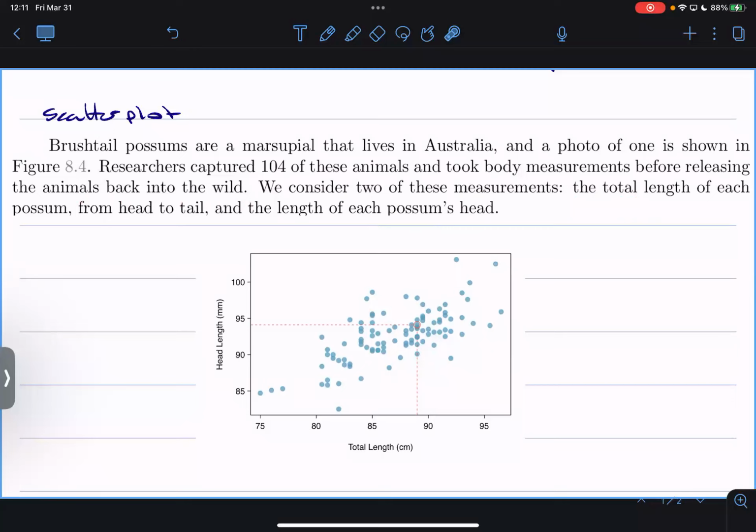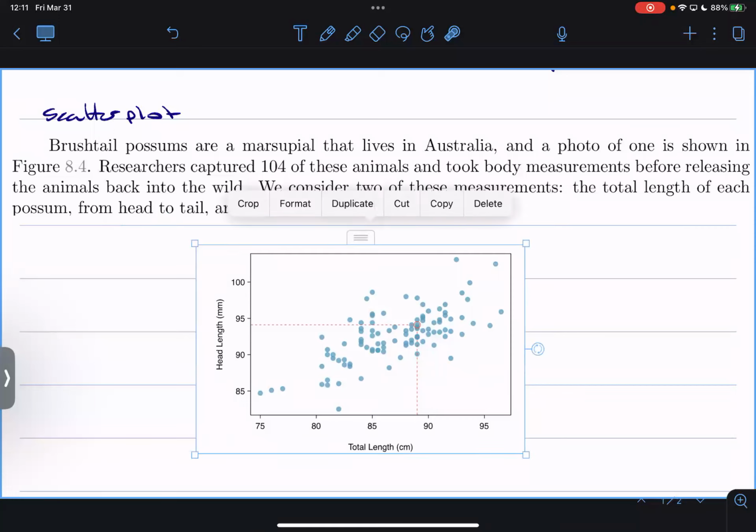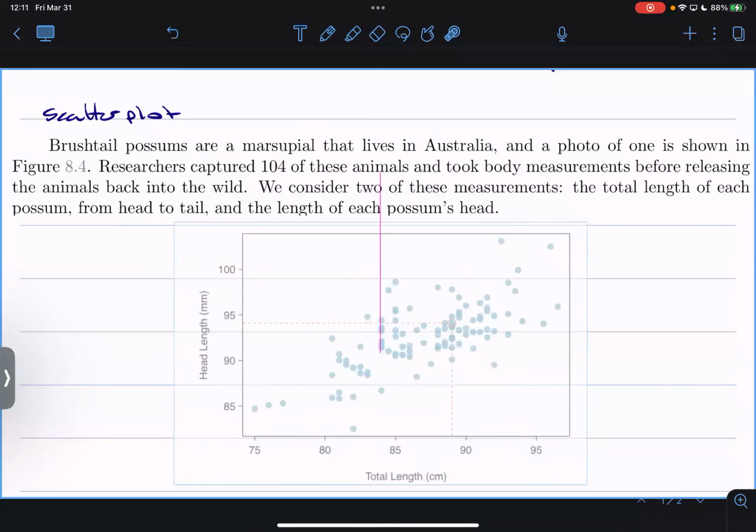This is going to be one of those scenarios where it's not obvious which one is the response and which one is the explanatory variable, because we've got the head length, which probably depends on how long the overall length is, or the overall length might depend on the length of the head. So it's not obvious which one is which, but in those scenarios, usually we are given the scatter plot.